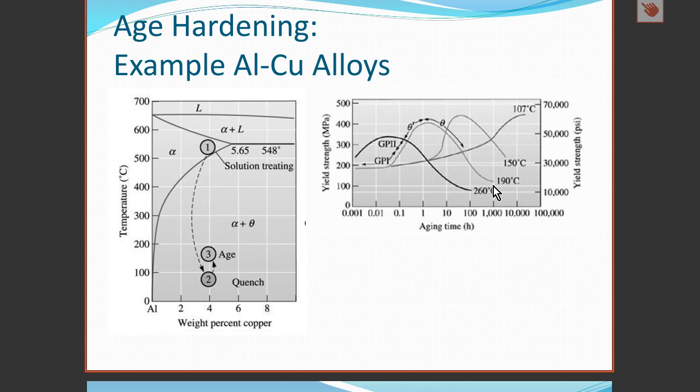If we now wish to heat treat the material to optimum strength, we must solution heat treat it once again, bringing it back to stage 1 here, quench it, and then age it for an appropriate amount of time.